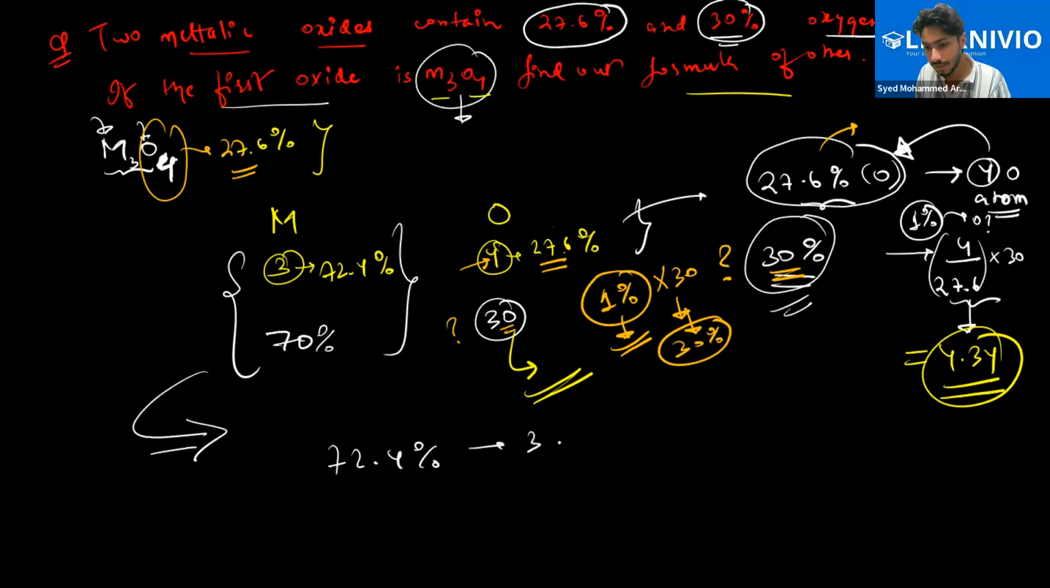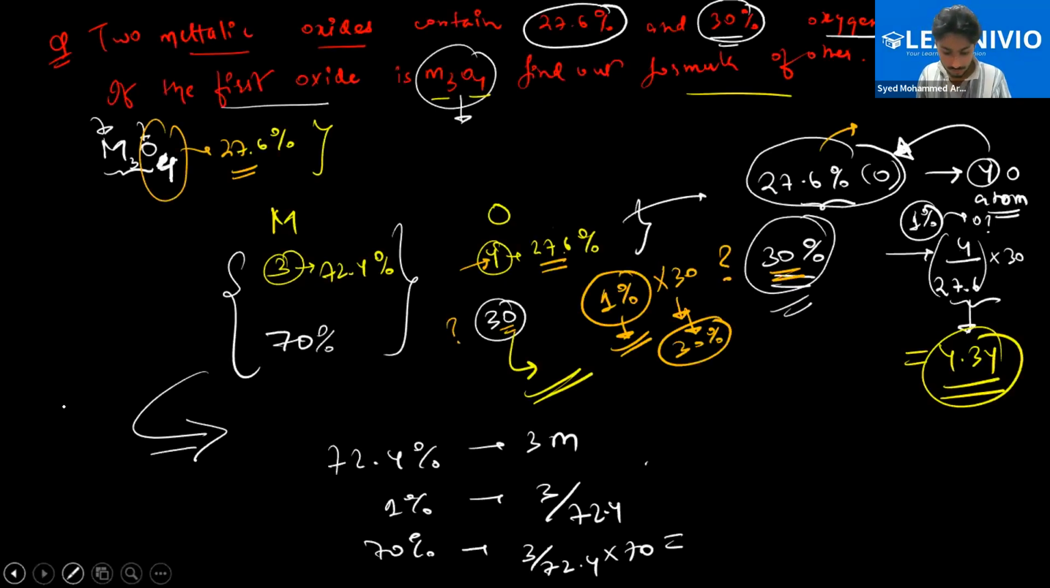72.4% has 3 metal atoms. So for 1%, what will I do? I'll just do 3 divided by 72.4. And for 70%, I'll just multiply this 3 upon 72.4 by 70. Again, I'm using my calculator for faster calculation. So just 3 divided by 72.4, you'll get 0.04. 0.04 is my number of metal atoms in 1%.